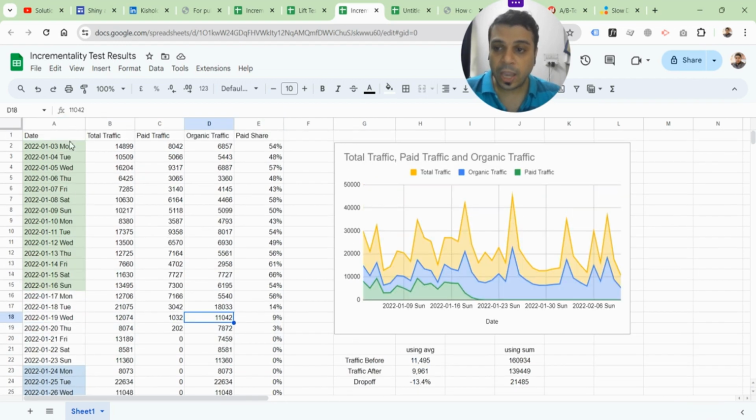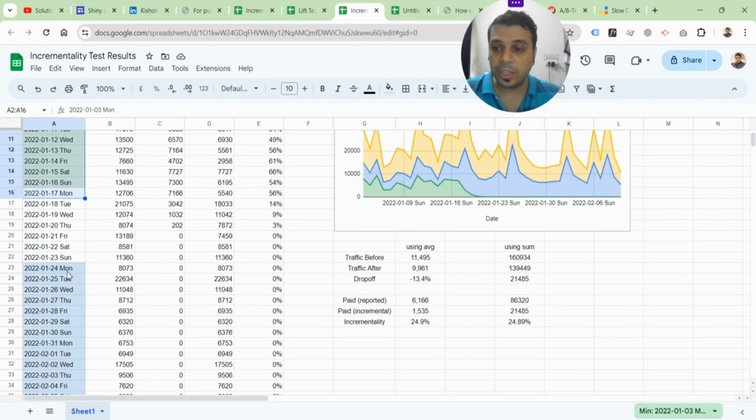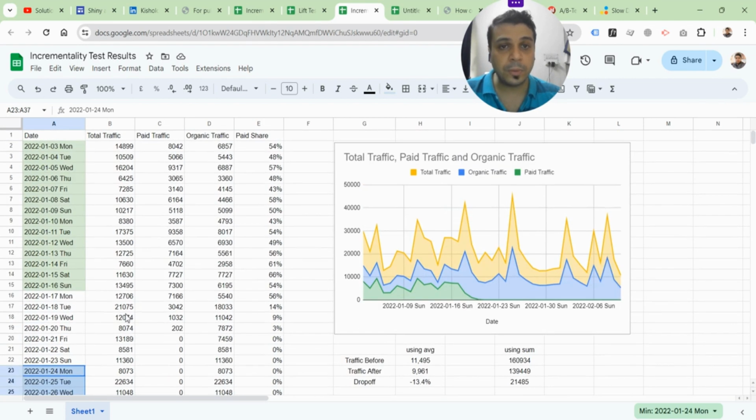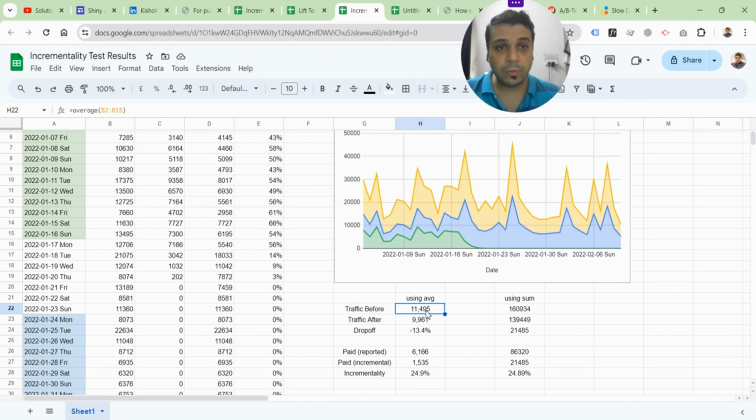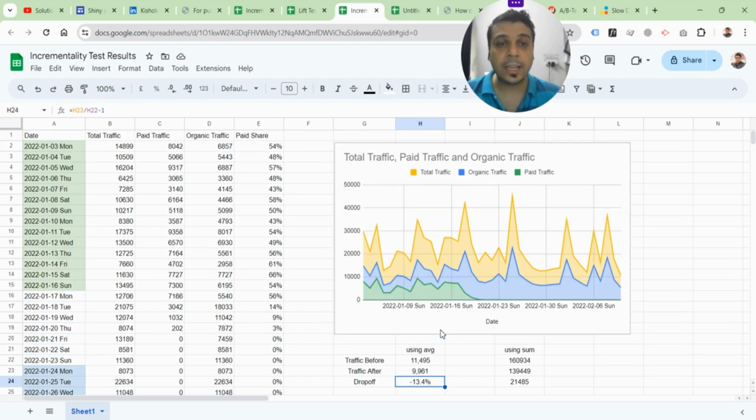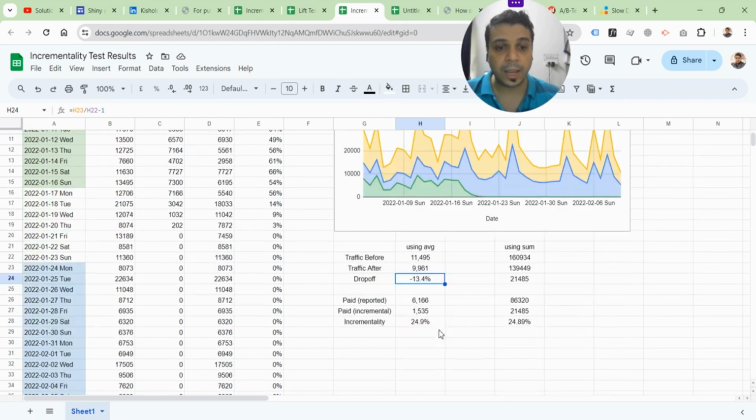And so now we have 14 days from each of these pre and post periods. 14 days of the pre-period where the paid ads were running, and another 14 days from the post period. And you can see that we have taken the traffic before from this period, the traffic after from this period, and we have a drop off. Okay, so a 13.4% traffic drop off has happened in total traffic after we have switched off paid ads.